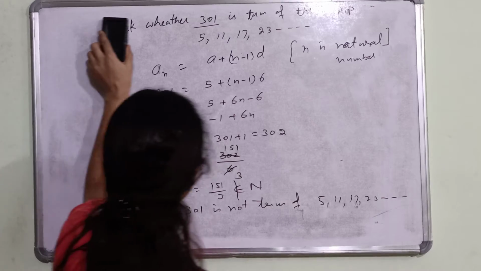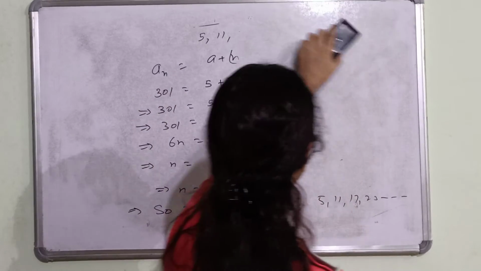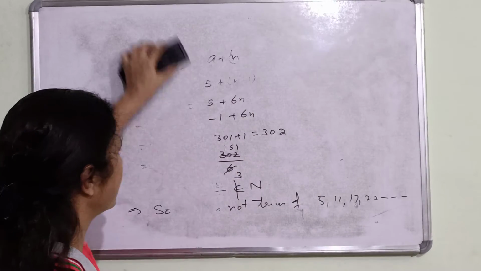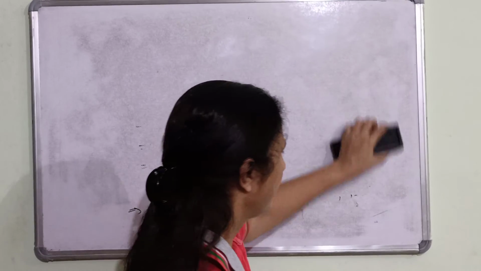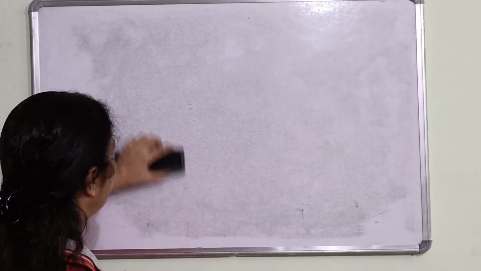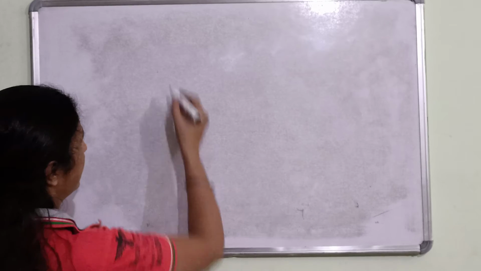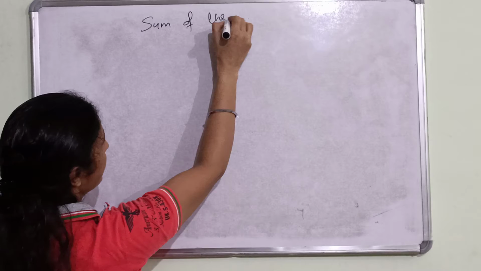So now the next concept is the sum of the series. Till now what we did: we found the number of terms of the series, whether a number is a term of the series or not, and the nth term from the beginning, and we have already done the nth term from the ending also, right? So now next, the sum of the series. The next concept is how to find the sum of the series, right?